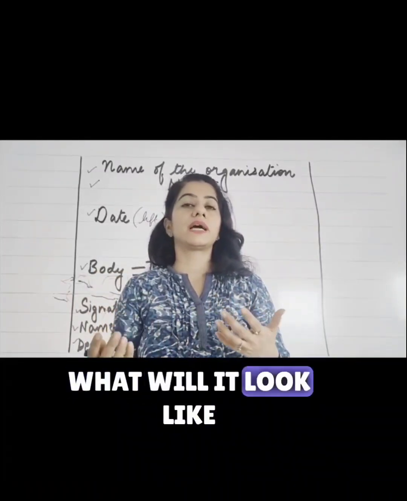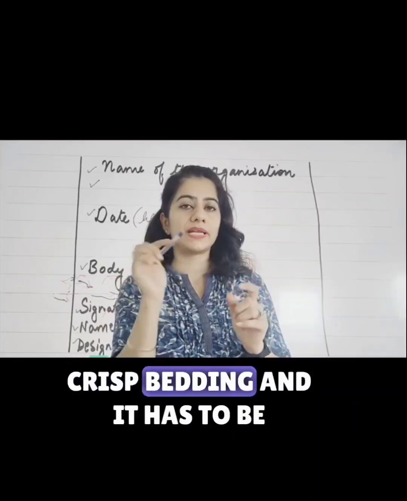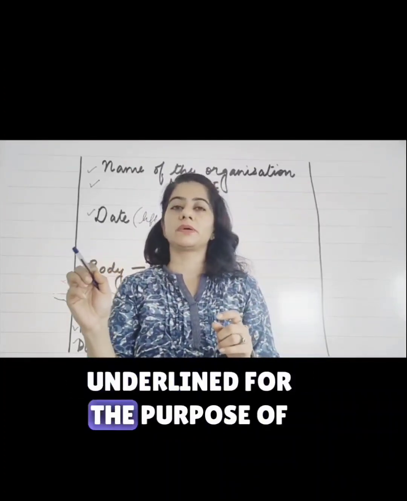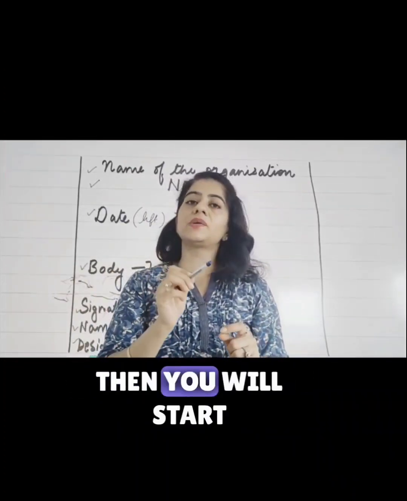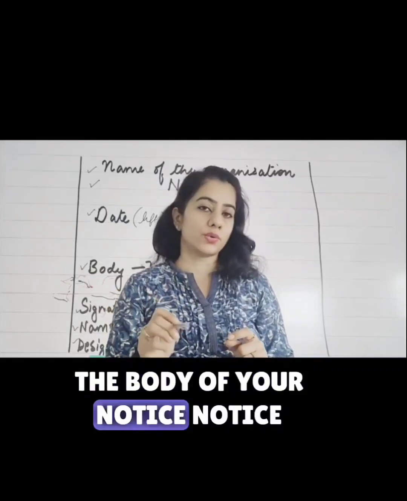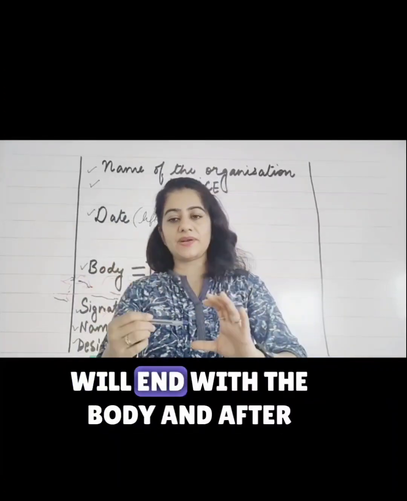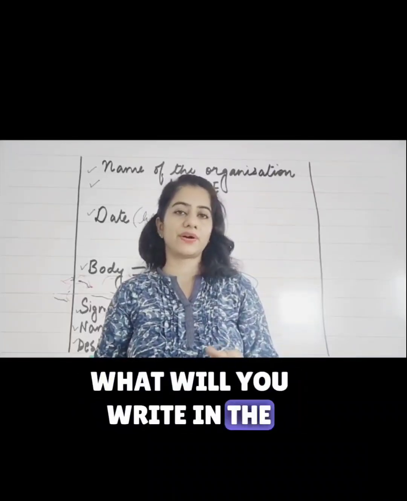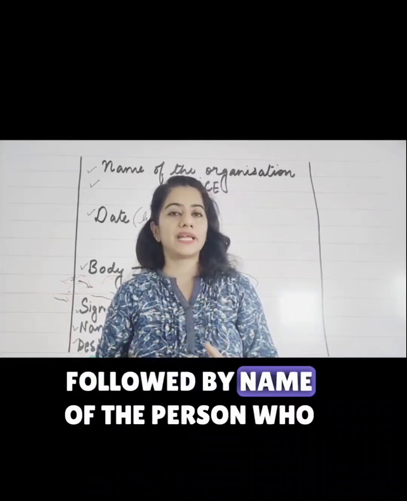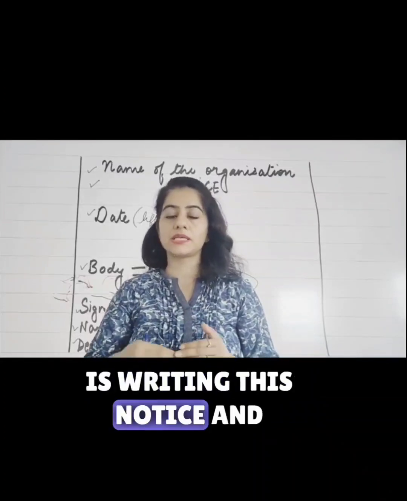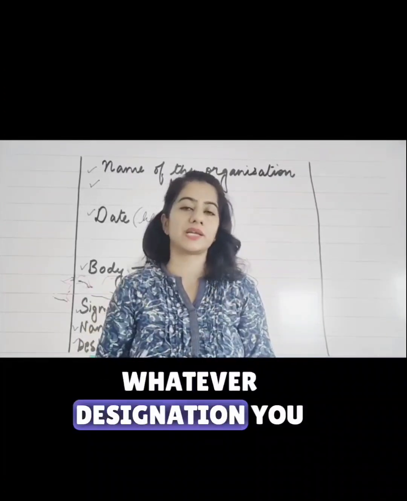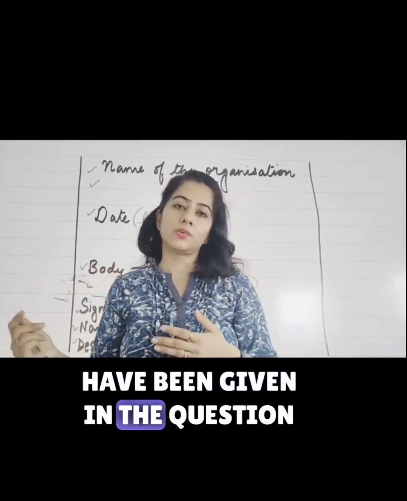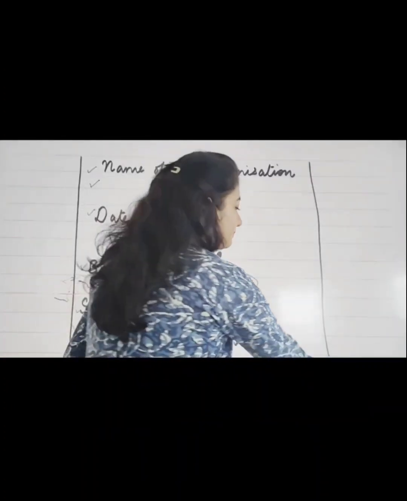And what will it look like? It should be a very short and crisp heading, and it has to be underlined for the purpose of highlighting. Then you will start with the body of your notice. Notice will end with the body, and after that the format will again begin. What will you write in the format? Signatures, followed by name of the person who is writing this notice, and designation, whatever designation you have been given in the question. Let's move ahead.